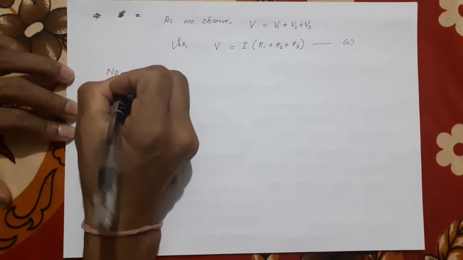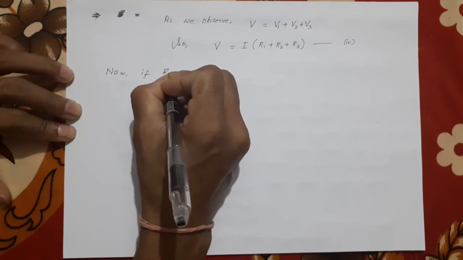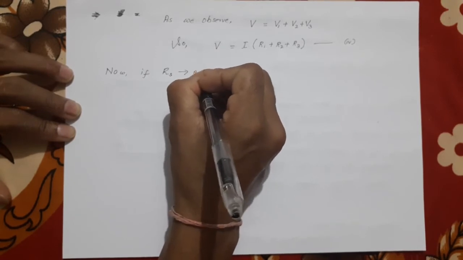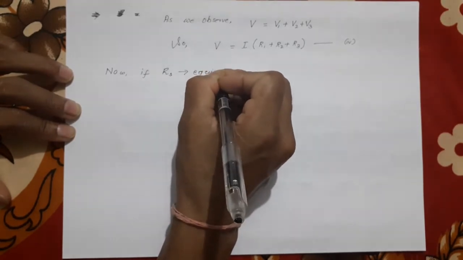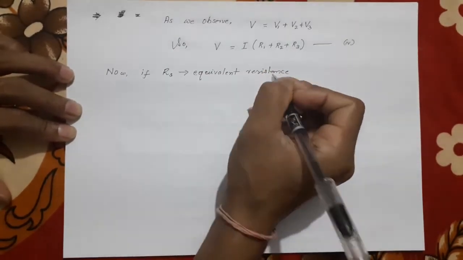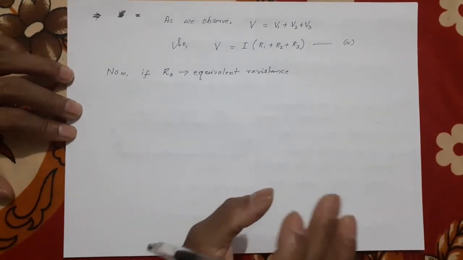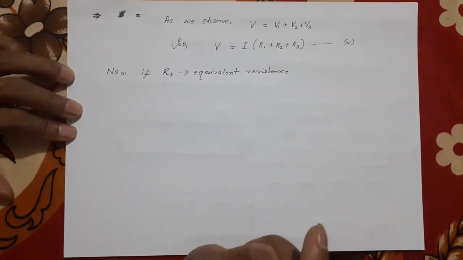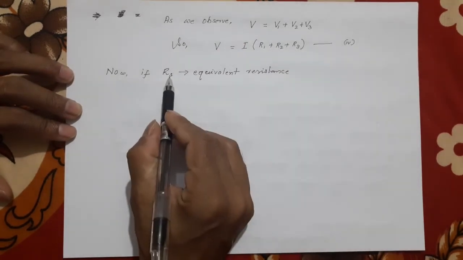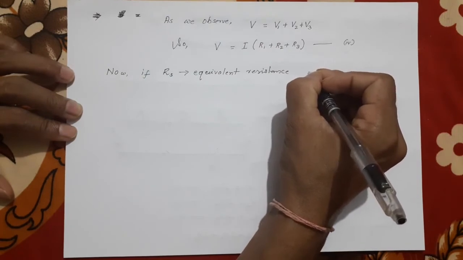Now, if RS, S stands for series, be the equivalent resistance. What is the meaning? Suppose we don't have R1, R2, R3. We have only one resistance, R. That is RS. In place of R1, R2, R3, suppose I want to use only one R, which will work exactly the same purpose as R1, R2 plus R3. So suppose I name it RS. Then, with equivalent resistance RS, what will happen?